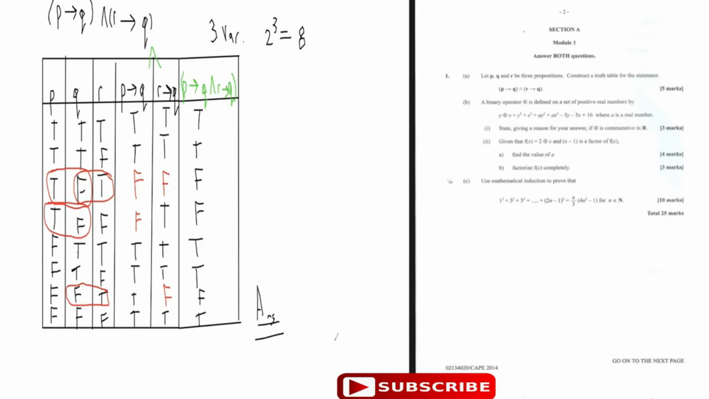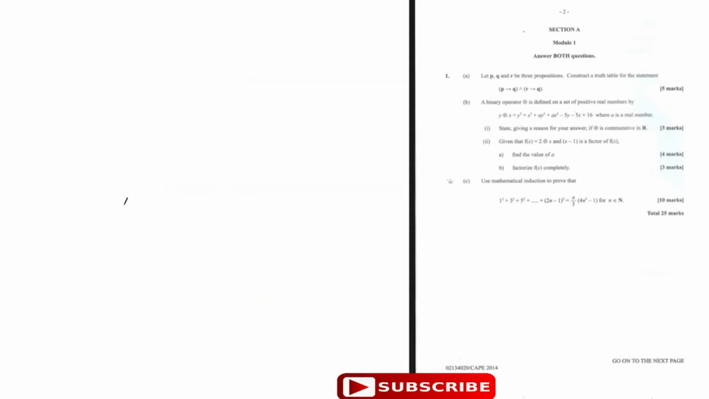The next part of the question says a binary operator is defined by, I don't know what that is, we can just call it circle plus. A binary operator is defined by circle plus, and they are telling us that y circle plus x is equal to y cubed plus x cubed plus ay squared plus ax squared minus 5y minus 5x plus 16. And it says state, giving a reason for your answer, if circle plus is commutative.